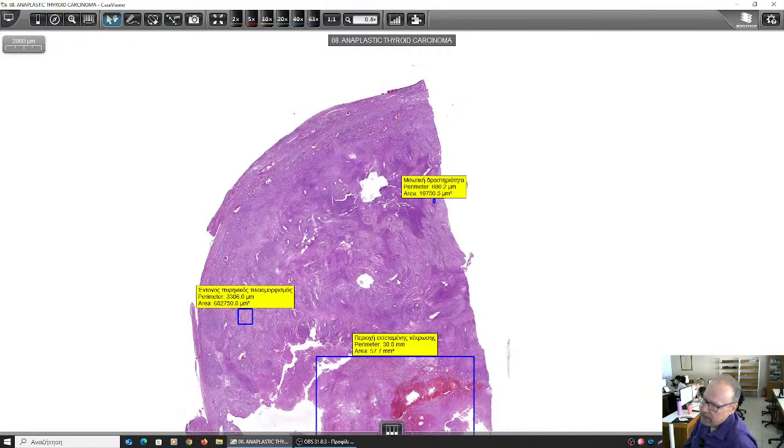And which is the immunohistochemical marker of epithelial differentiation in general, that all epithelial tumors should express, at least at some parts of their parenchyma? Which one is it? Yes?